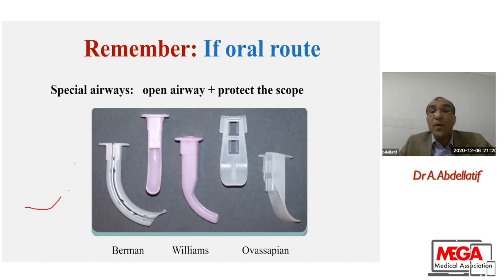I want to remind you that if the patient is awake and I go with the oral route, I have to use one of these airway openers to protect the scope and to open the airway. This is the Berman airway, open from the lateral side. This is Williams. It's a complete circle here. And if I use Williams, I have to remove the connector of the tube before loading the tube on the scope because the connector will not pass through Williams. So I have to know what obturator or special airway I'm using. And this is the Ovassapian, which is different, open from the posterior side.